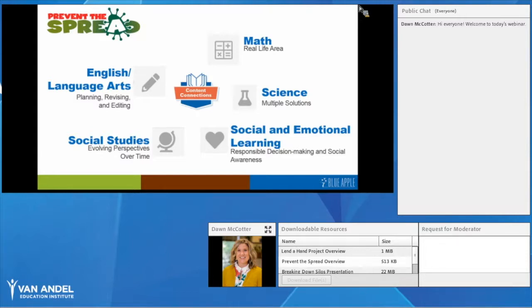In math, we use the real-life area. So when the students are analyzing their data from their bacterial growth experiments, they're going to have to figure out, okay, what is that area of bacterial growth on that Petri dish?